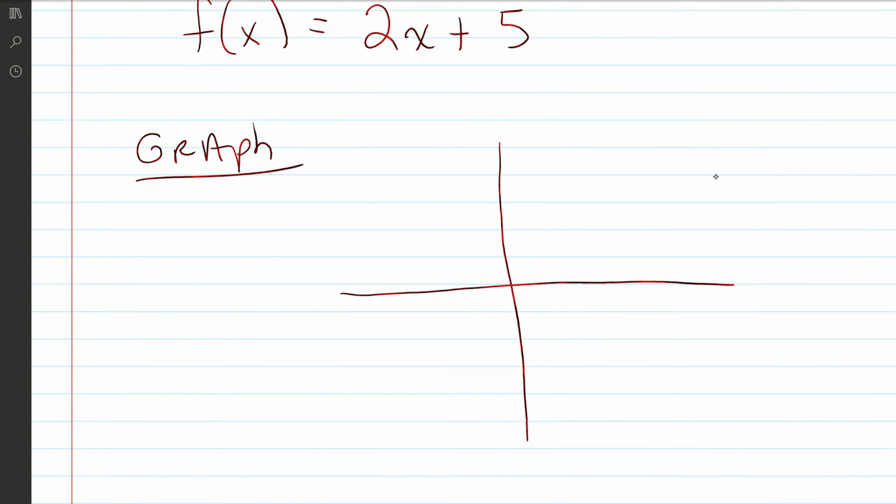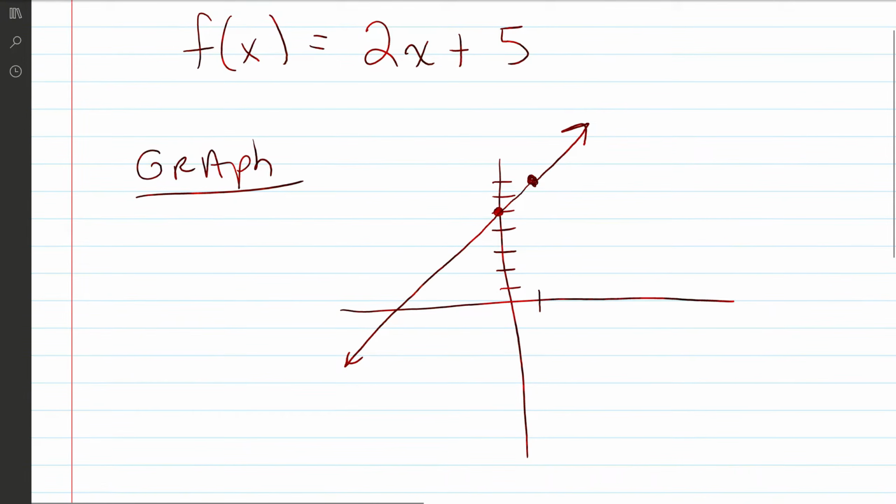I'll make a rough sketch here. Looks to me that the y-intercept is 5, so I'll go up to 5, make a point, and the slope looks to be 2 over 1. So we'll go up 2 and over 1, make the other dot, connect the dots. All right, so this is the graph of f of x equals 2x plus 5. The y-intercept was 5, and the slope was 2, or 2 over 1.